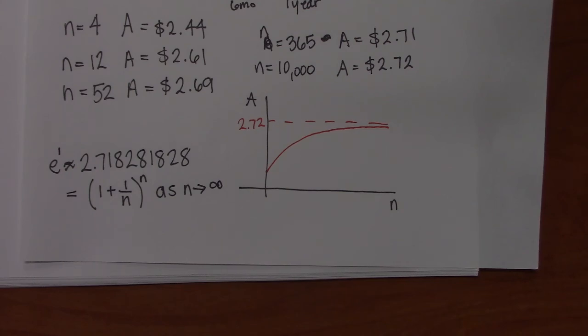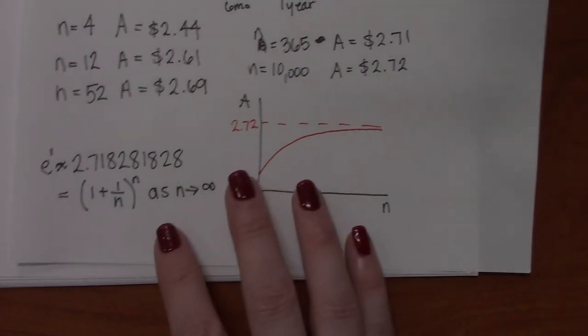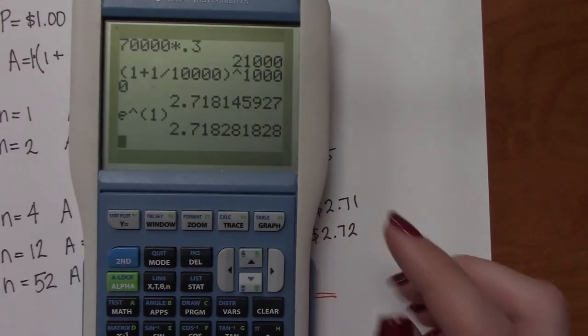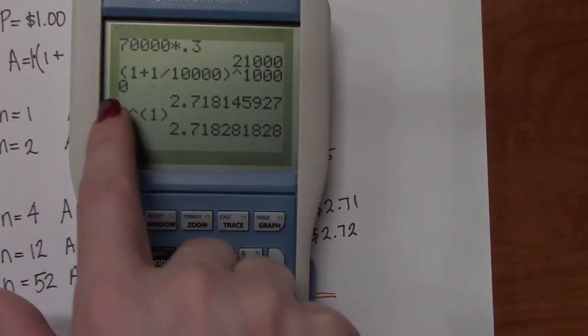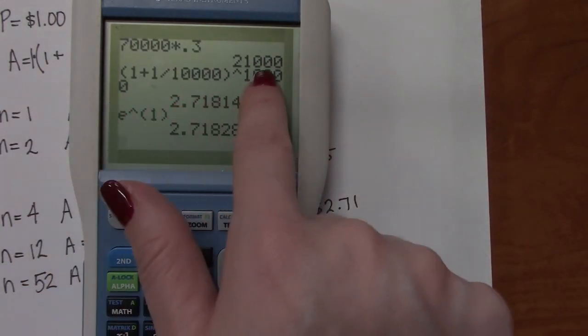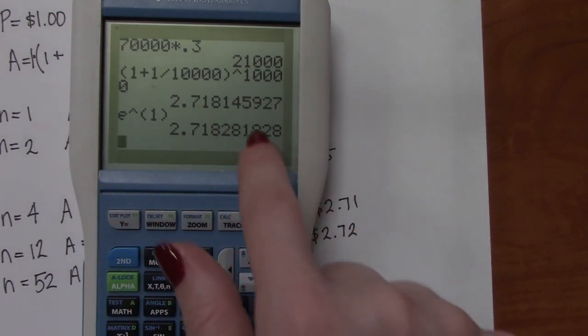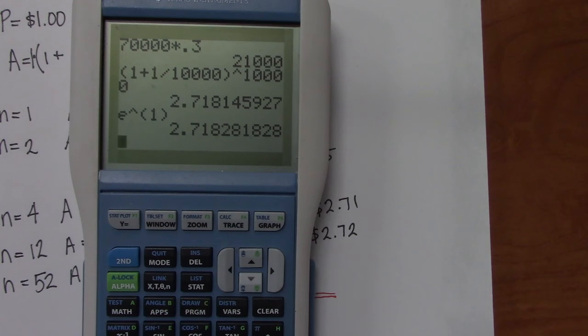So let me move this down real quick. If you look on the calculator here, here's where I type 1 plus 1 over 10,000 raised to the 10,000, and look what I got. If you just tell your calculator to give you E, look how close they are, right? And if I had gone to 200,000 or 400,000 or 1,000,000, I would have just gotten closer and closer to that value E. So that asymptote on that graph is in fact E, right?